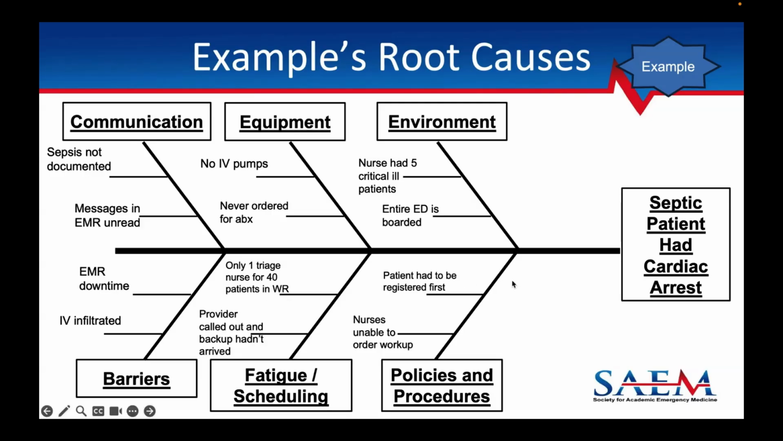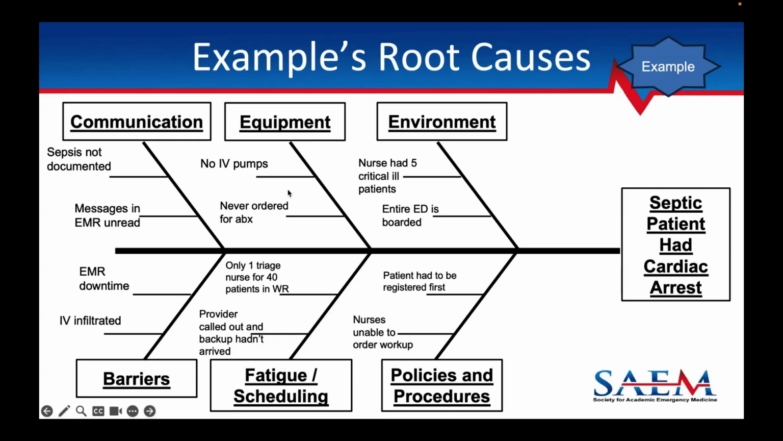These are all just examples of what could happen, and you'll notice this graph is very much populated with various ideas that are various things that could go wrong. This seems like the perfect storm of somehow sepsis was not documented, EMR downtime, the IV infiltrated, the entire ED is boarded, but an emergency mess, and it seems like every day is a catastrophe.